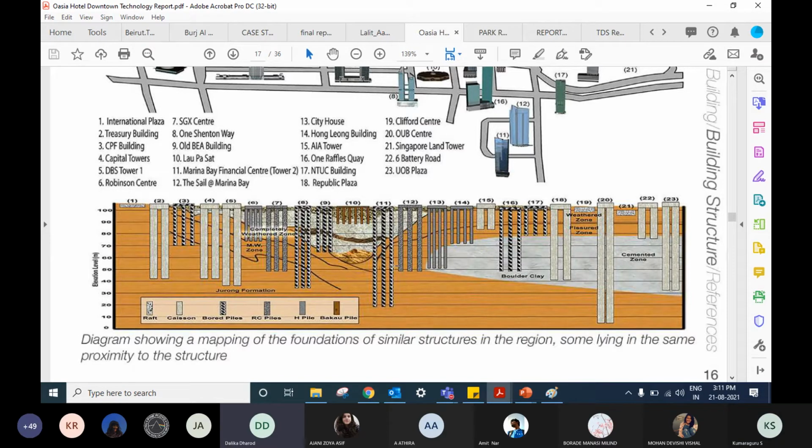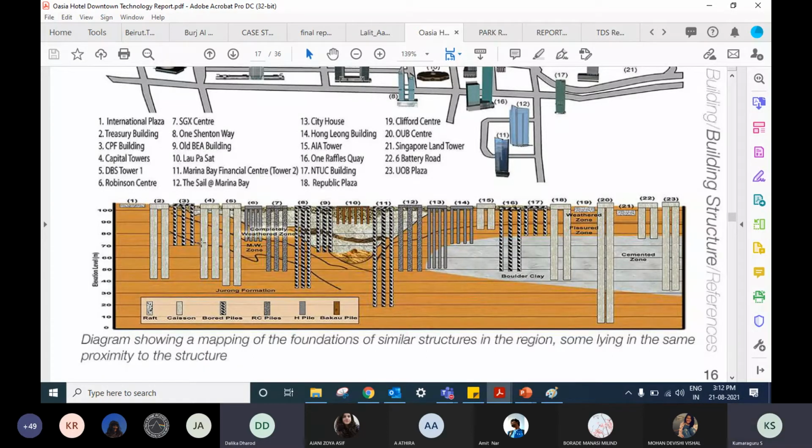From that, we concluded that the nearest building to our building was the third one, which is the CPF building. So we assumed that our building would also have a pile foundation, but again, the height of the building would be a factor in determining the depth of the foundation. But we were quite sure that it's a pile foundation rather than any other foundation. So that was the whole analysis we did.